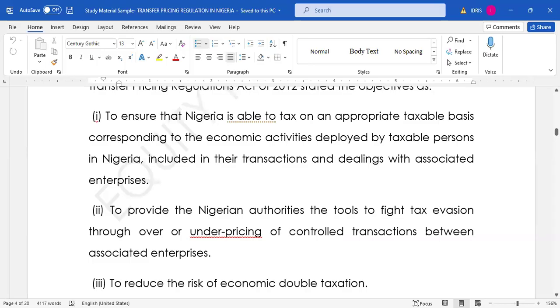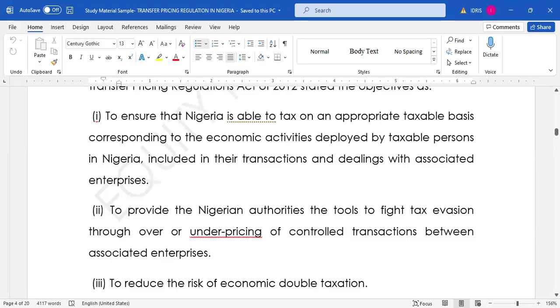Another objective is to ensure that Nigeria is able to tax on appropriate taxable basis corresponding to the economic activities deployed by taxable persons in Nigeria.